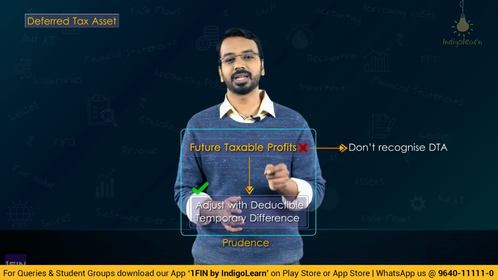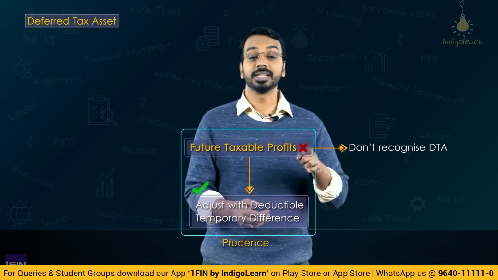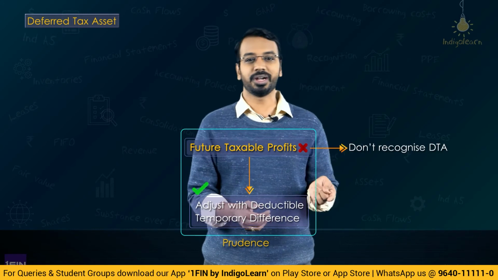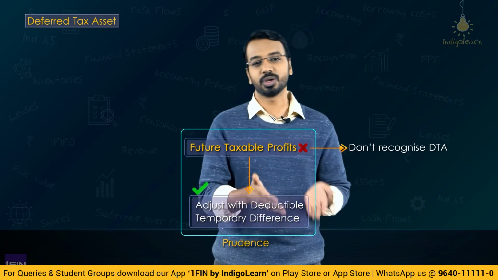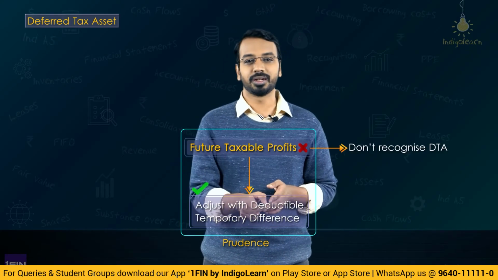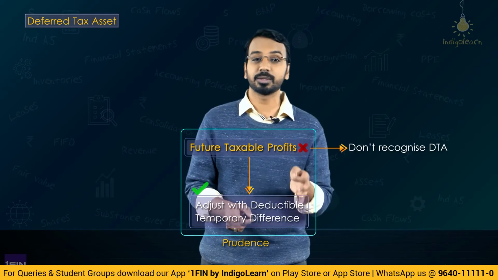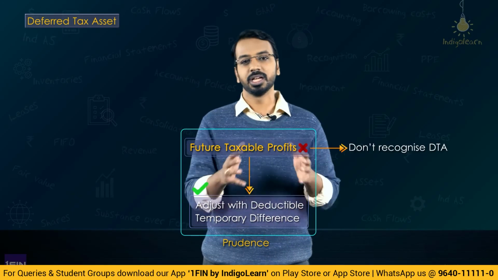Sir, why didn't we have something like this in liability? Because in case of liability, you know that in the future there will be a taxable temporary difference. So, there will be a liability in the future to pay taxes. So, anyways, you have to recognize that. But when we are talking about a deductible temporary difference, we must have enough taxable profits in the future against which this deductible temporary difference can be utilized.